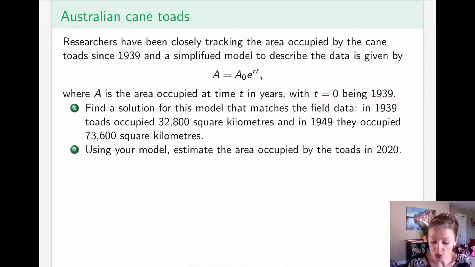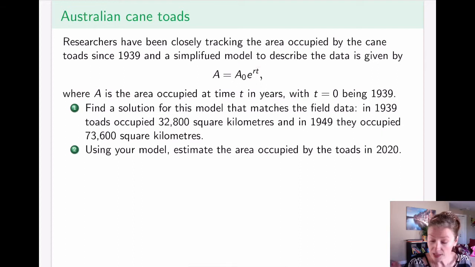So the first question is, if I have two pieces of information. In 1939, they occupied 35,800 square kilometers, and in 1949, they occupied 73,600 square kilometers. I would like to find what we call a solution to this model, which really means finding the unknowns, which in this case are the initial population and the growth/decay constant.